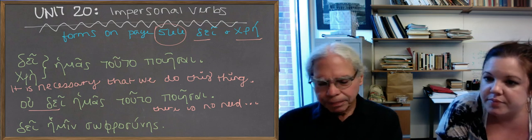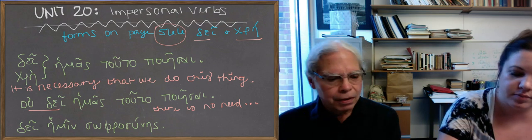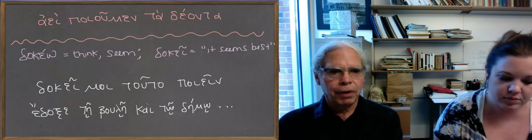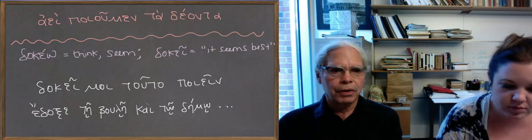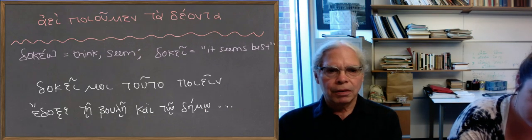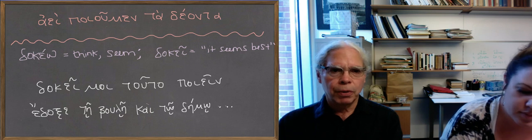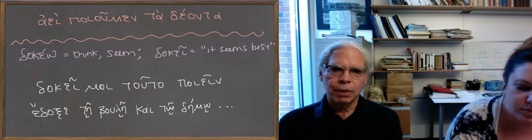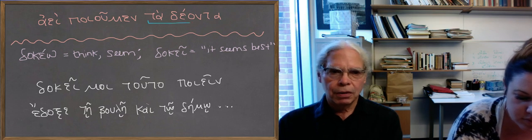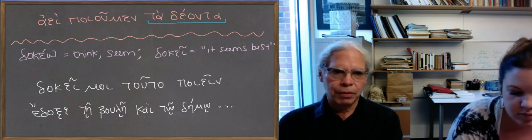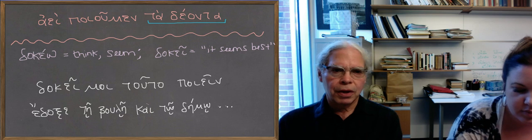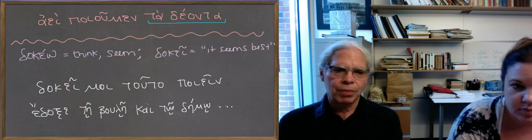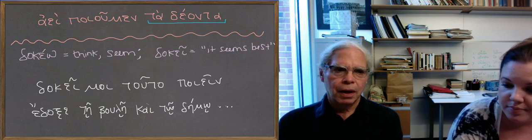The last example involving these words is the one at the top of this page, where you have a sentence, aie poiumen ta deonta. Ta deonta is just an attributive participle, neuter, nominative or accusative plural. In this case, it's accusative because we have a subject expressed in the verb. Aie poiumen, we are always doing.